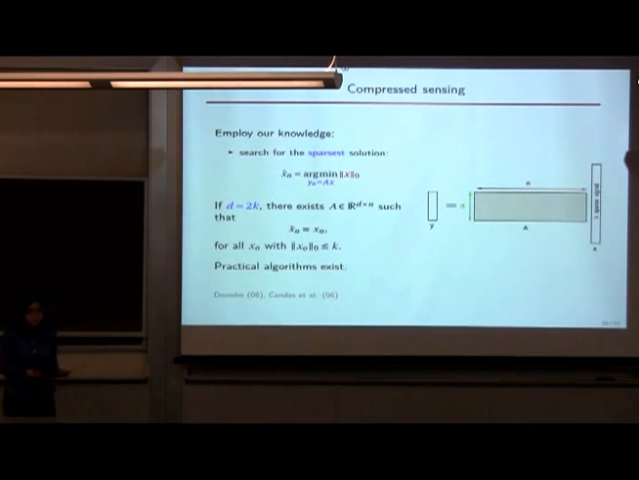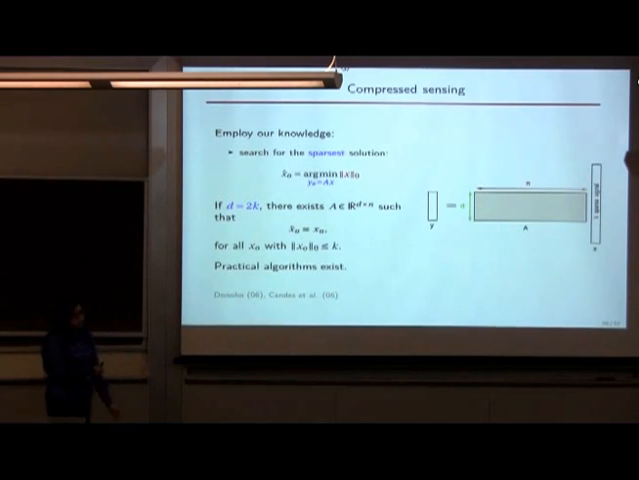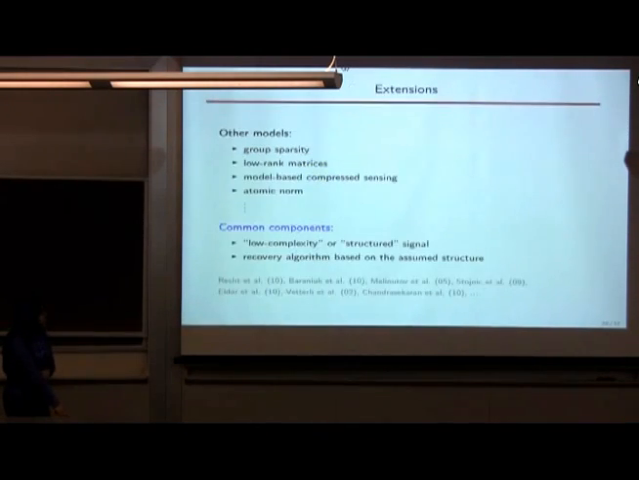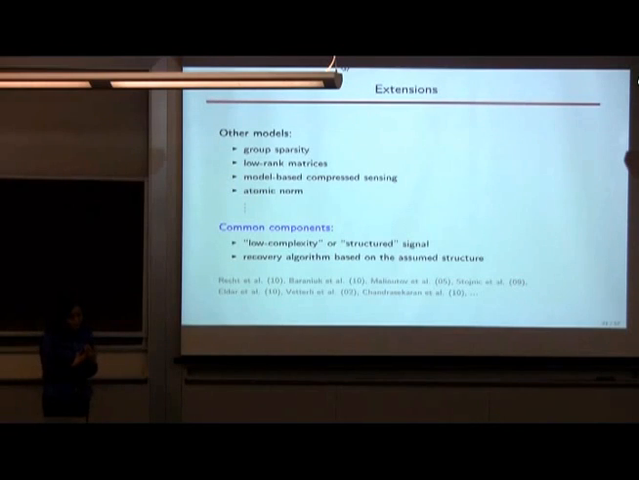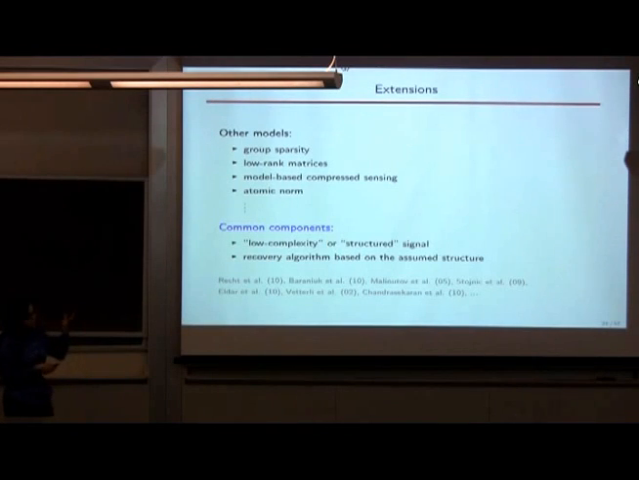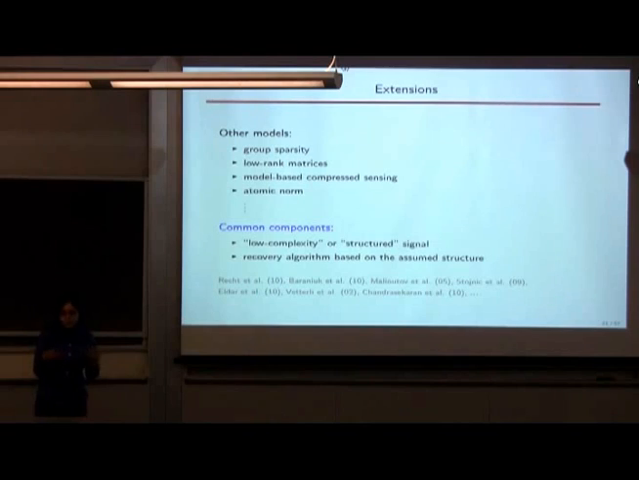They have come up with very efficient algorithms that approximate or sometimes find the solution of this exactly. So this was based on looking at one specific kind of structure, basically sparsity in the signal. Signals have various kinds of structure, and that's what people have looked at. People have looked at group sparsity, low-rank matrices, model-based compressed sensing, signals defined in terms of atomic norm, and so on.